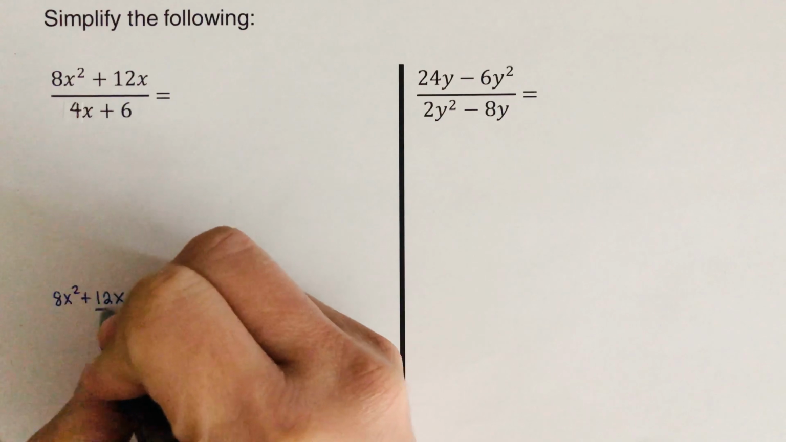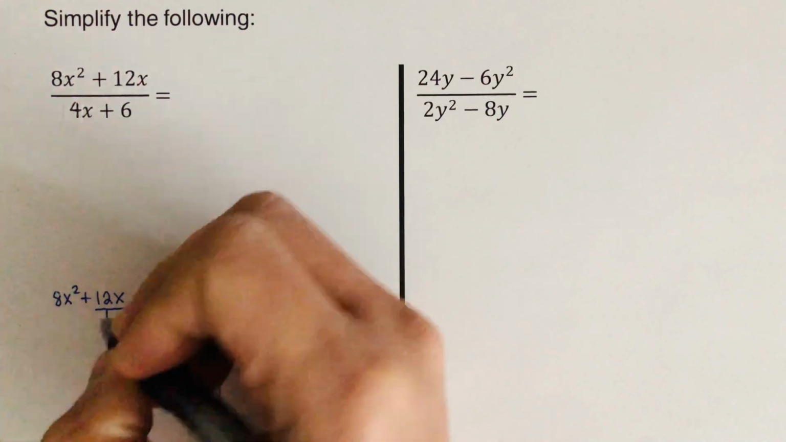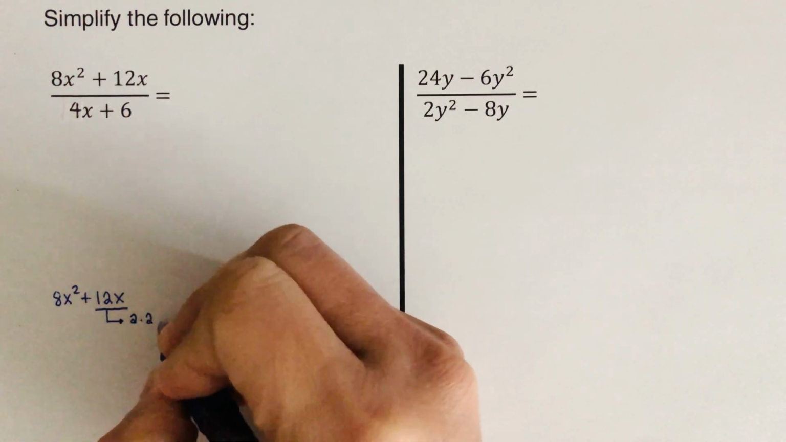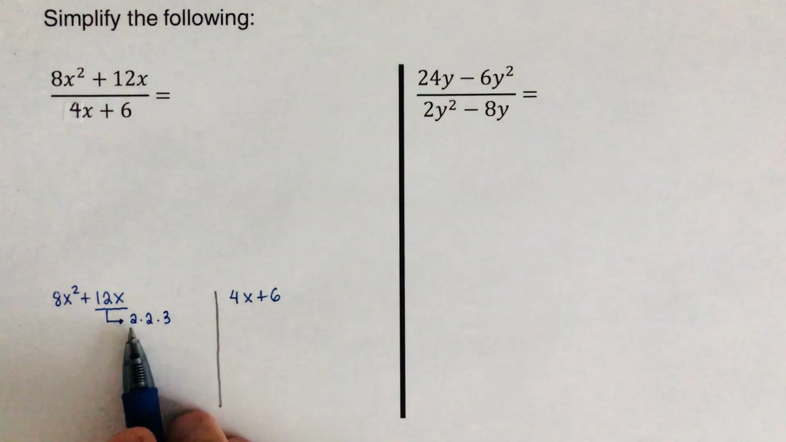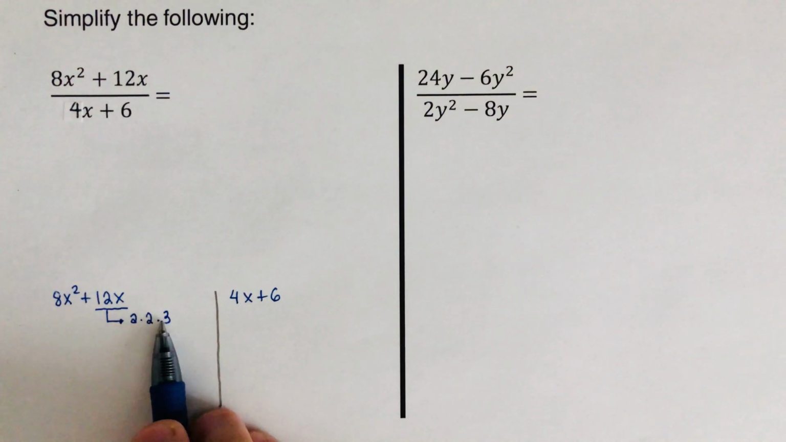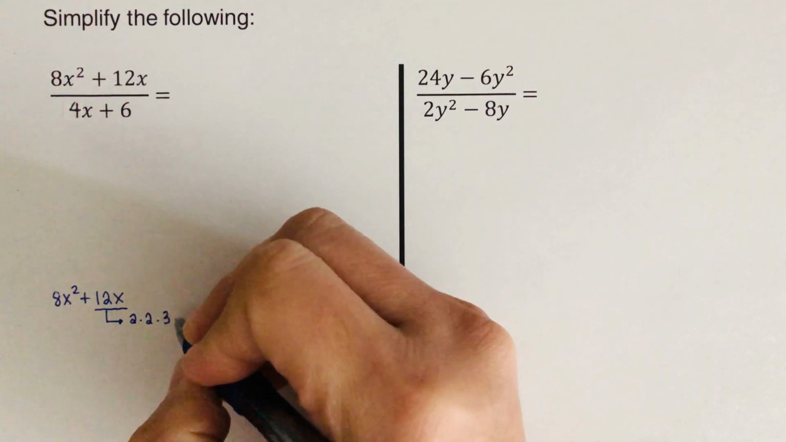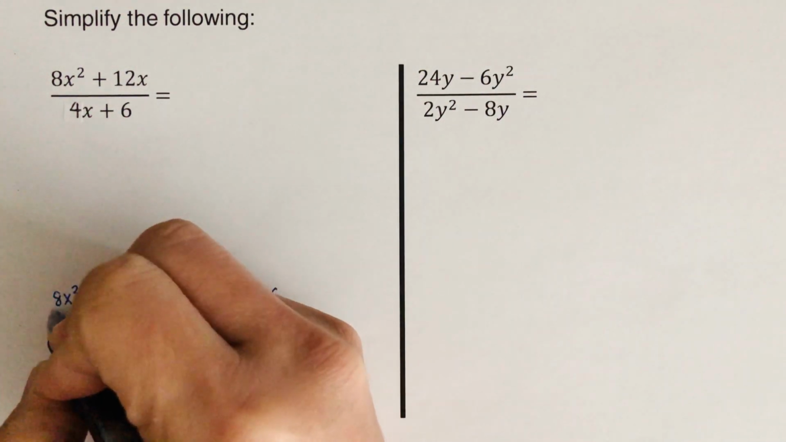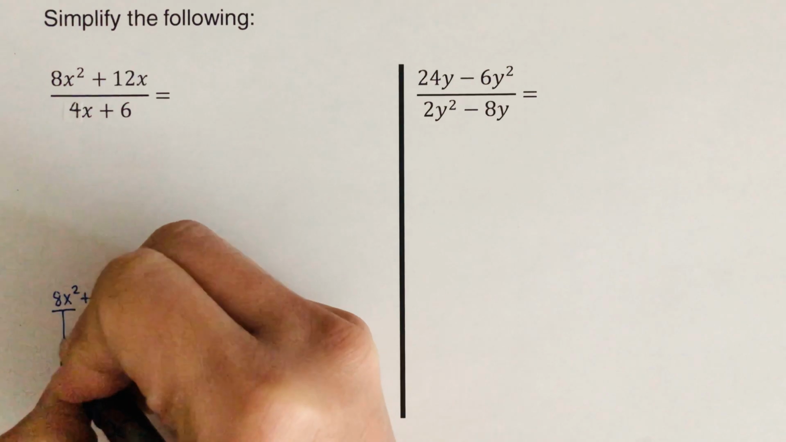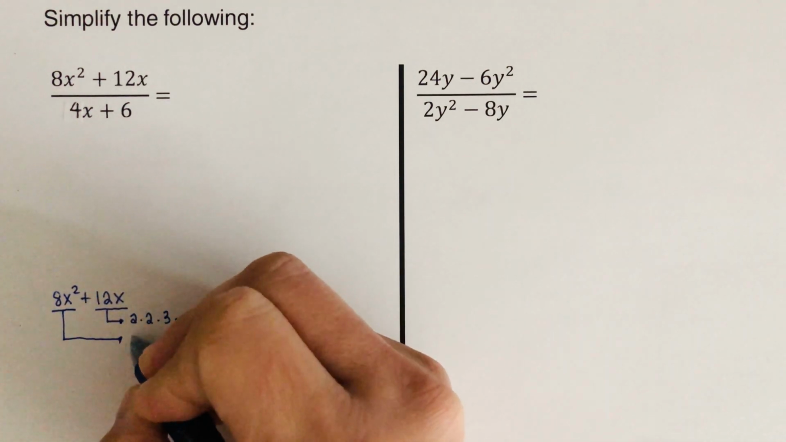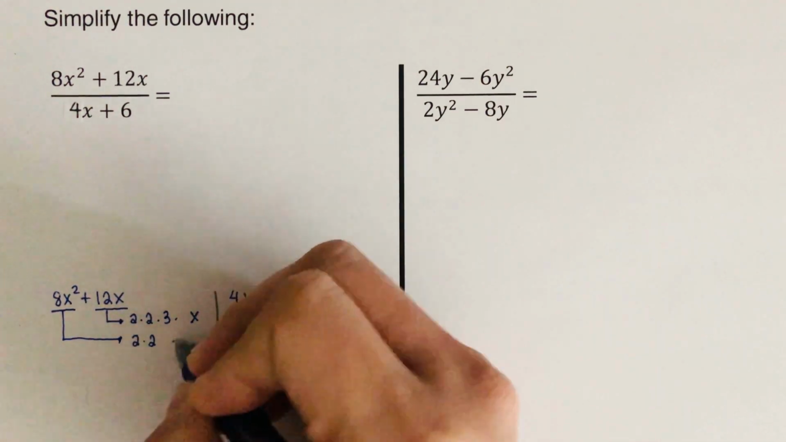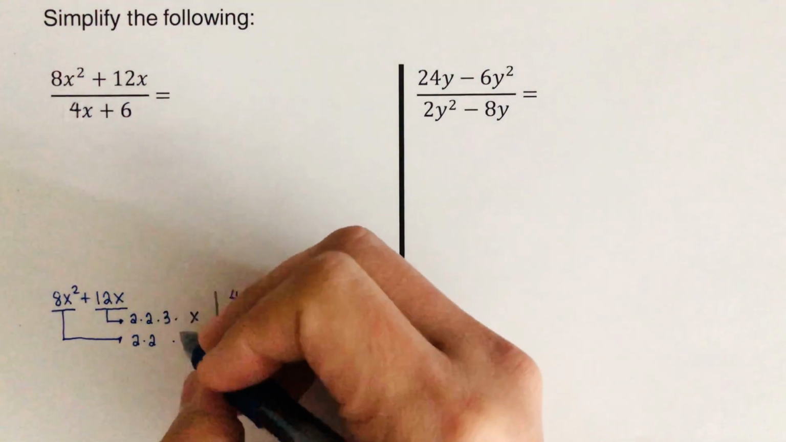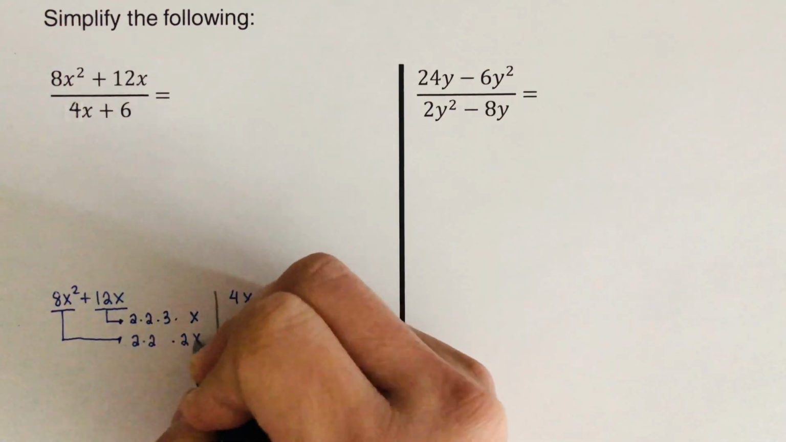We start with 12x. So we're going to determine the factors of 12. So the factors of 12 would be 2 times 2 times 3. That's 12. So 2 times 2 is 4. 4 times 3 is 12. And then times x. So that gives us 12x. Now this 8x squared can be factored out as 2 times 2 times 2. So 2 times 2, 4 times 2 is 8, and then there are 2 x's, x and x.